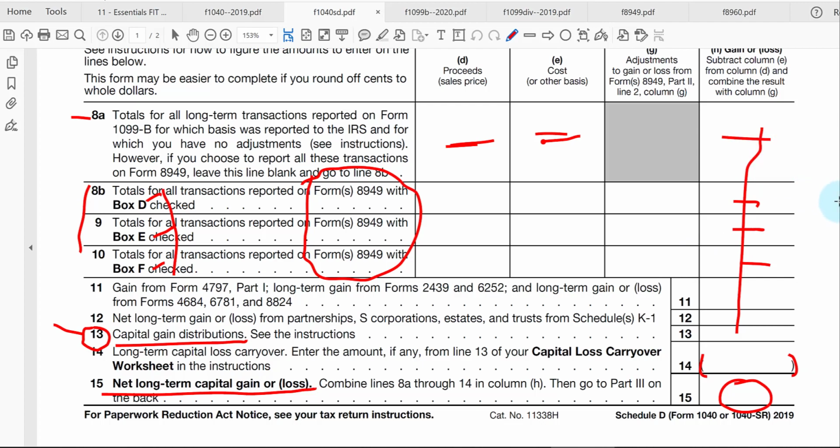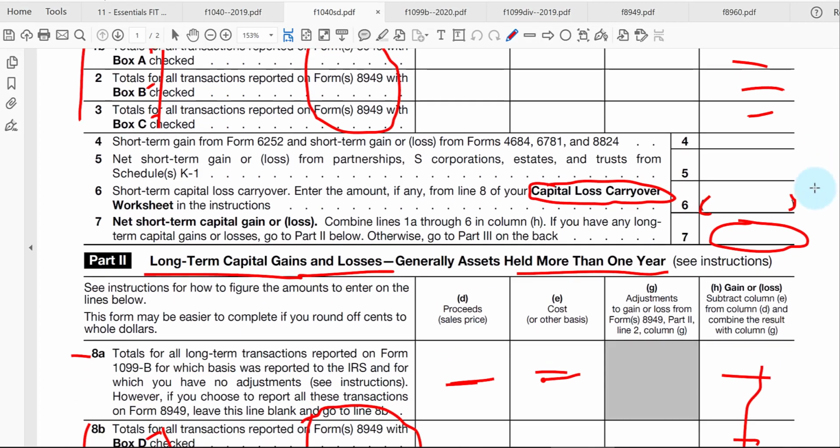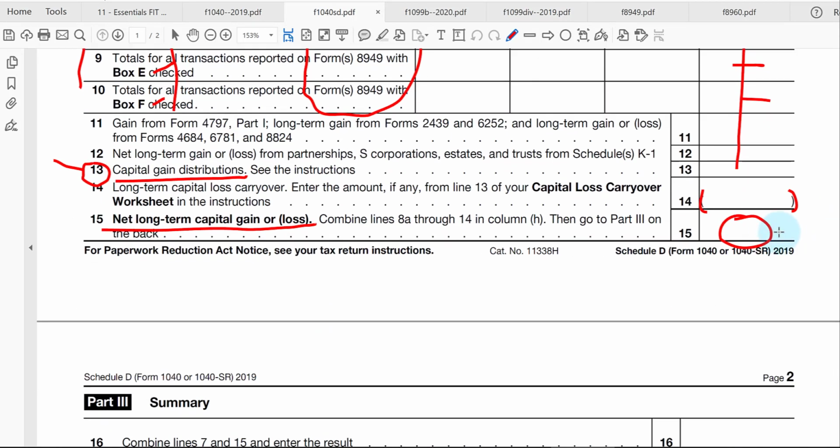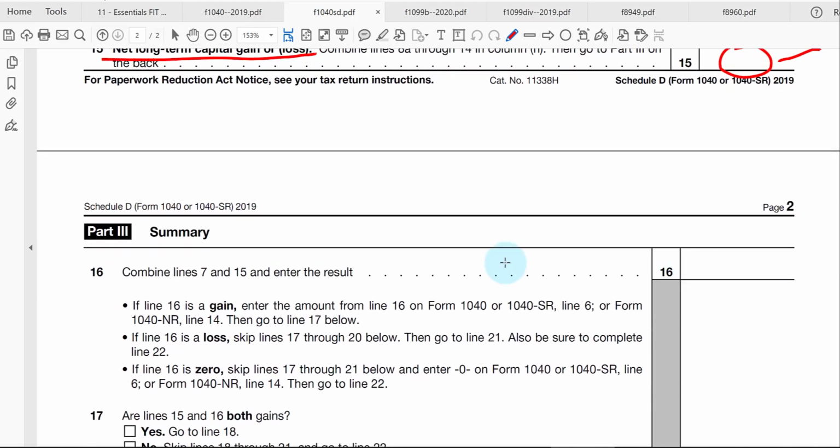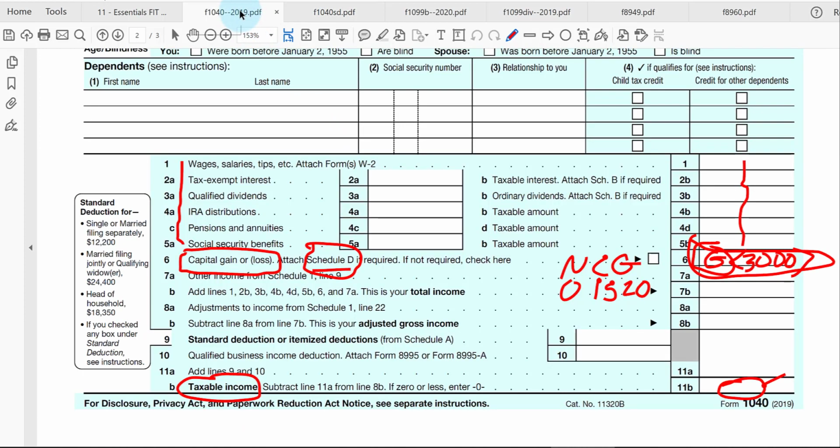So just like we've seen in the previous videos, we net out the short-term. Here's the net short-term gain or loss. And here at the bottom of the first page is a net long-term gain or loss. So those two figures, you combine them together to get a total. And they don't even name the total here because it may not possibly be relevant. But if it ends up with a gain here, that gain is reported back on the 1040 form, line 6. The 1040 form here in line 6.